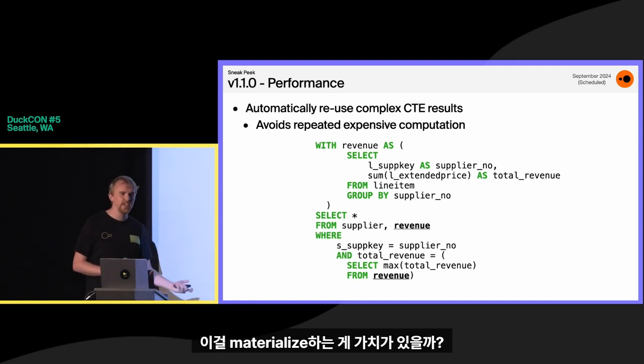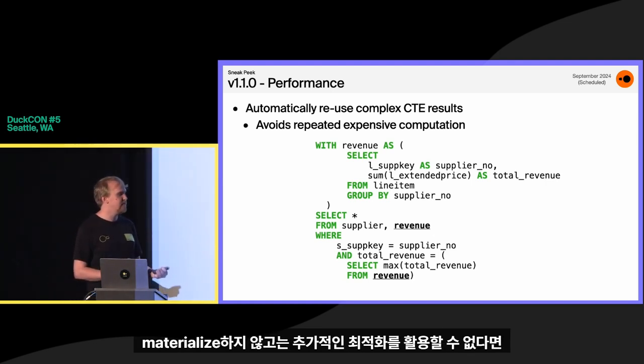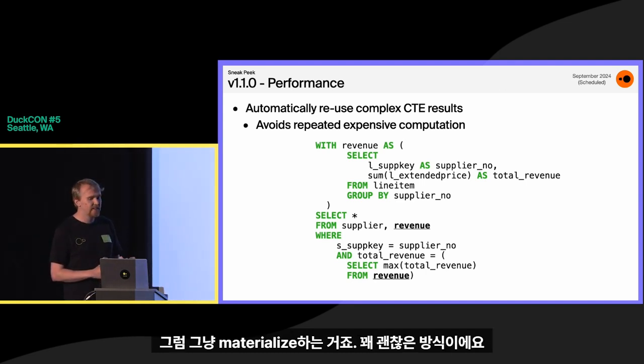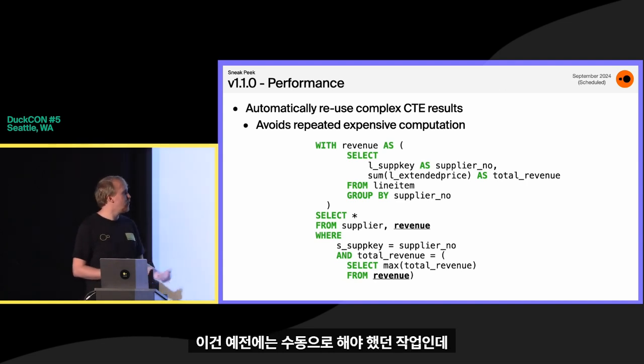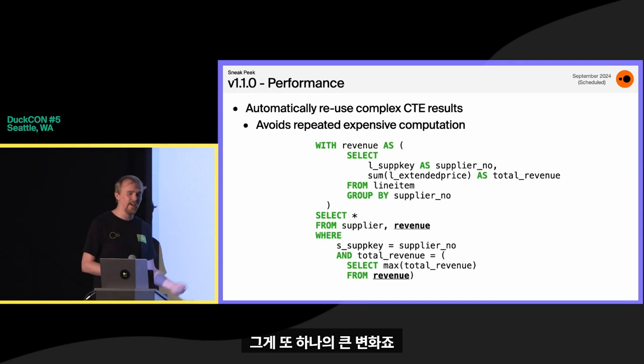So what we're doing now is we're actually looking at the query plan and figuring out, is this worthwhile to materialize? Can we push in any filters? And if we can't make use of these additional optimizations by not materializing, and it is essentially always fast to materialize, then we will materialize. So that's quite neat. That's another thing that you used to have to do manually and now you can do automatically.